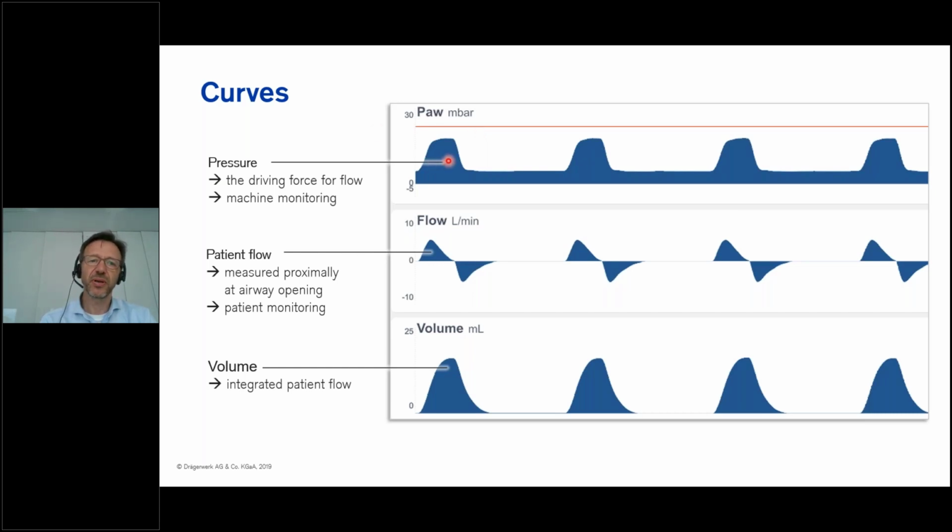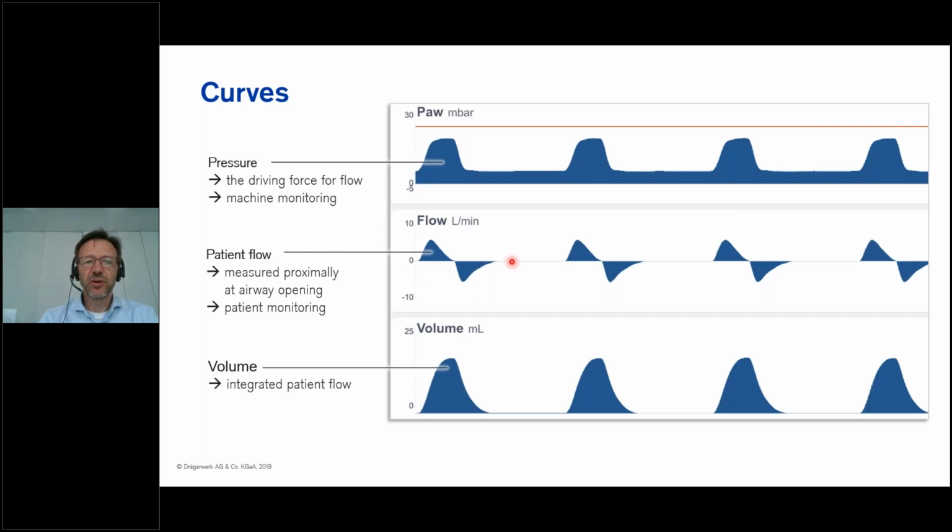If we look closer at these curves, mostly these three curves are displayed on the ventilator screen. The top curve is the pressure. The pressure is a driving force for flow. So if there's no pressure difference, you will not see any flow moving to or from the patient. On the other hand, this pressure curve is more machine monitoring than patient monitoring, because if you would occlude the Y-piece, this pressure curve would not change a lot.